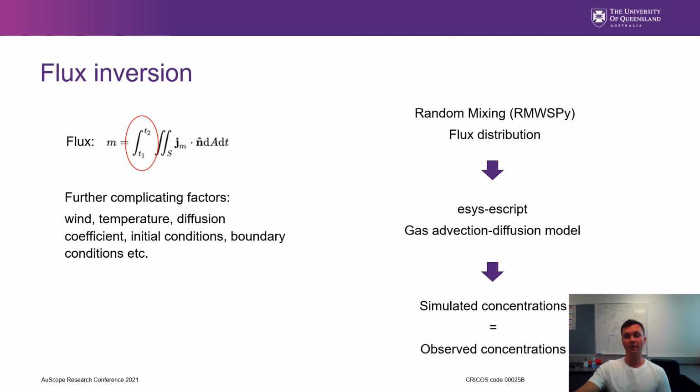And the way we are trying to approach this whole inversion problem is by using random mixing as a stochastic inversion approach, which we will use to simulate spatial distributions of methane fluxes. We will couple this random mixing algorithm with eSys-Escript, where we build a gas advection diffusion model, and so we run our inversion algorithm, and obviously we want to find methane fluxes that result in simulated concentration distributions that match the observed concentrations.